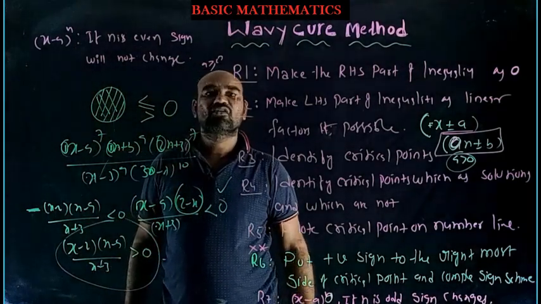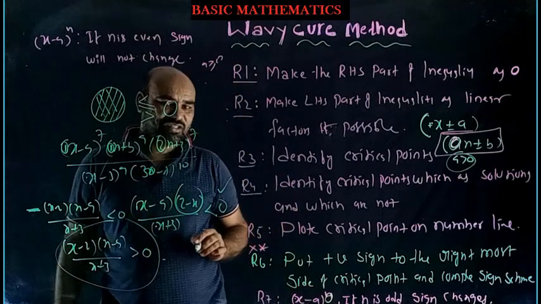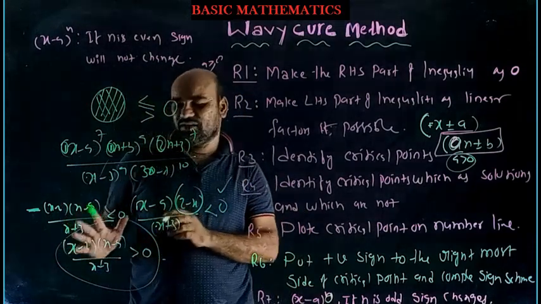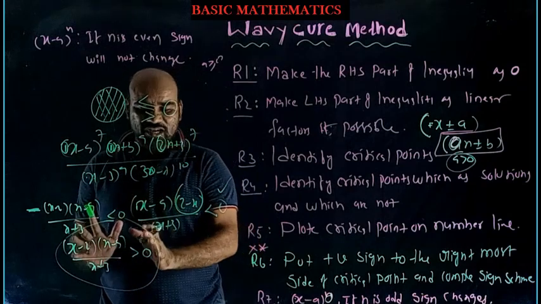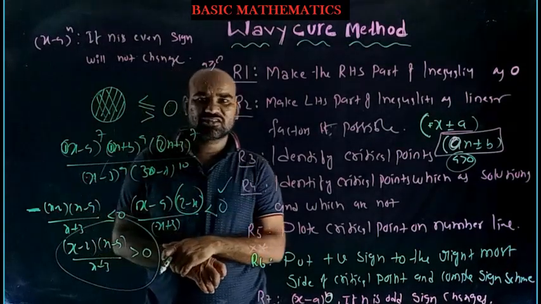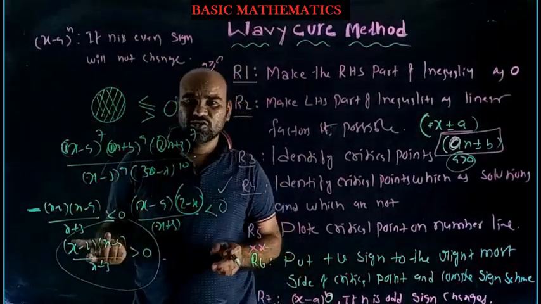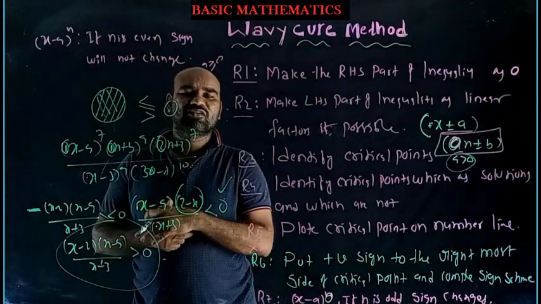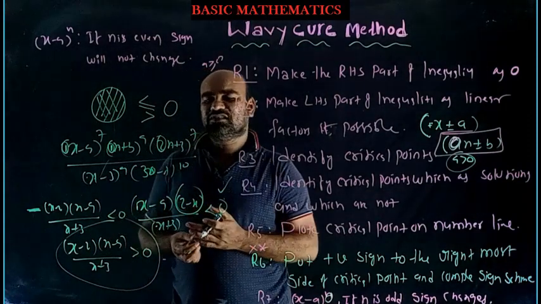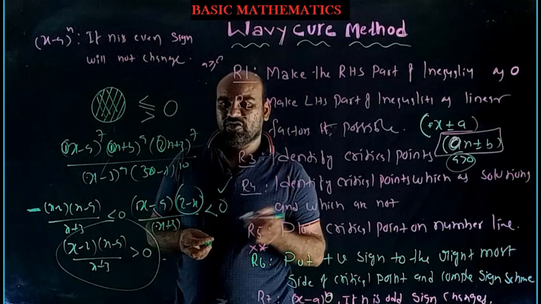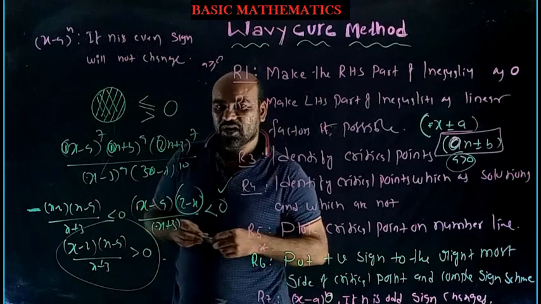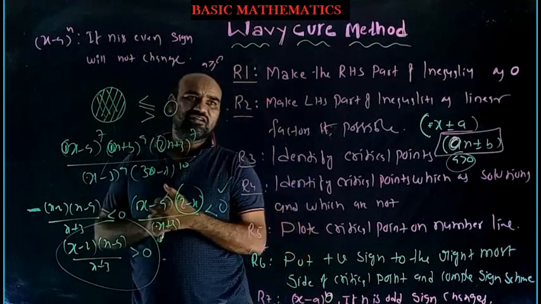Understood? So while using the wavy curve method, we need to check whether the given inequality is in standard form or not. If it is not in standard form, you want to make it into standard form, then only you can apply the sign scheme or wavy curve method. I hope you people understood the method.